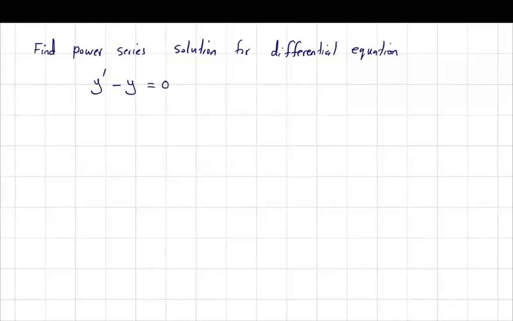On the topic of power series, we're usually interested in finding the solution for a differential equation using power series. This differential equation is given to you as y prime minus y equal to 0, or dy over dx, the rate of change of y with respect to x, minus y is equal to 0.